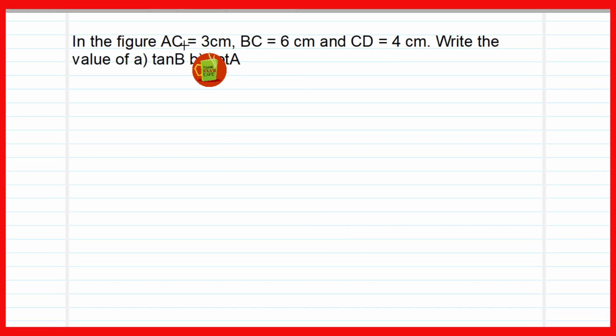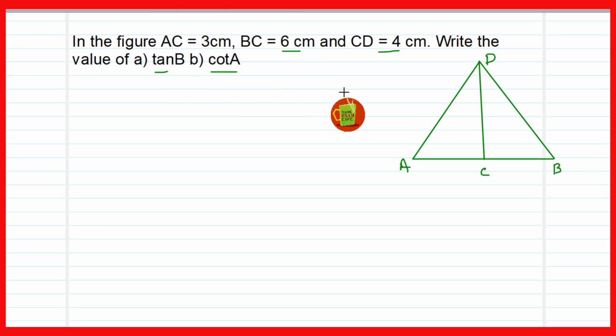In the figure, AC is 3 cm, BC is 6 cm, CD is 4 cm. Write the value of tan B and cot A. Now friends, here is the diagram, that in the figure AC is 3 cm. BC is given as 6 cm, and CD is given as 4 cm, and these angles are given as 90 degrees. And we have to find tan B.